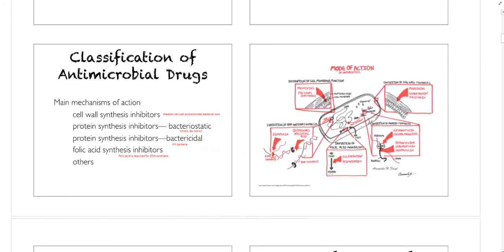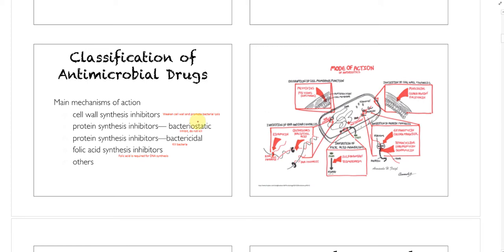When it comes to those mechanisms of action, there are four main ones that at least this PowerPoint is going to be going over. There are a bunch of antimicrobial mechanisms of action, but supposedly these are the main ones. So we've got our cell wall synthesis inhibitors. These are going to weaken the cell wall and promote bacterial lysis, or I guess microbial lysis. I think these are generally talking about antibiotics.